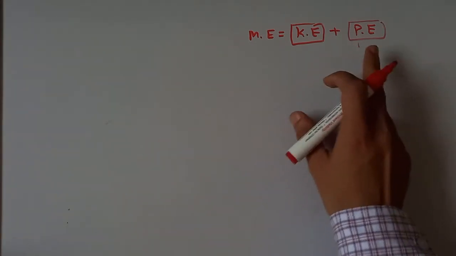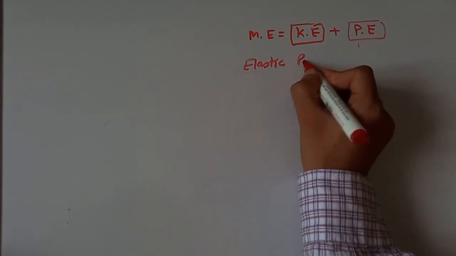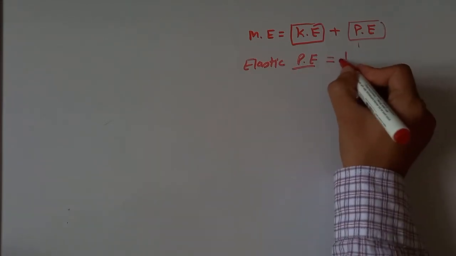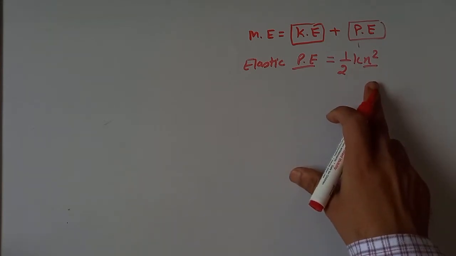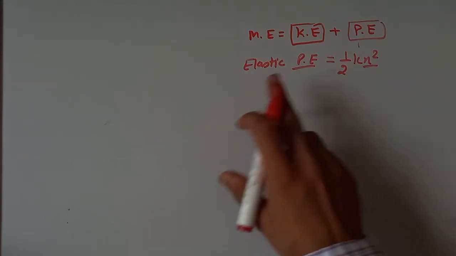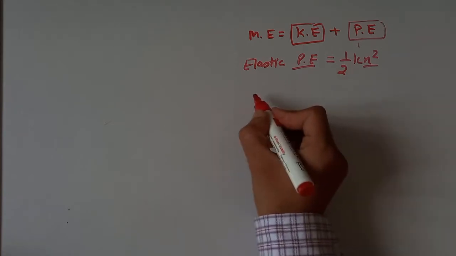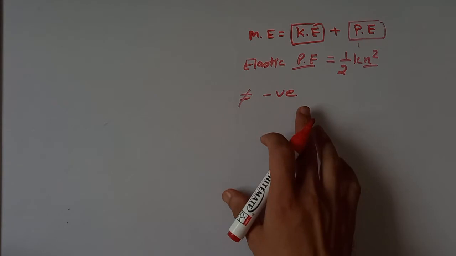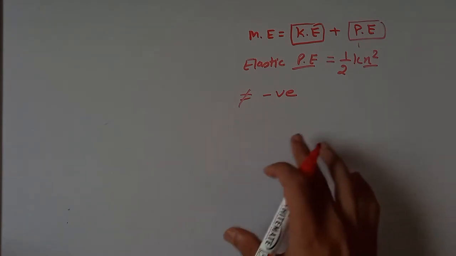Now next concept of potential energy is elastic potential energy. The expression for elastic potential energy is given by half of kx square, where x is the distance and where k is spring constant. This elastic potential energy can never be negative, and it increases when spring is stretched or compressed.